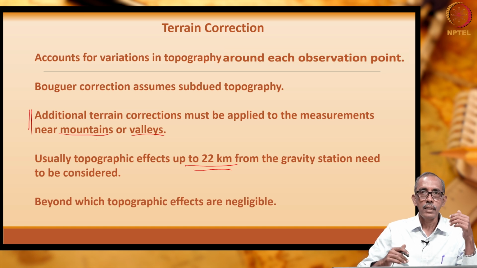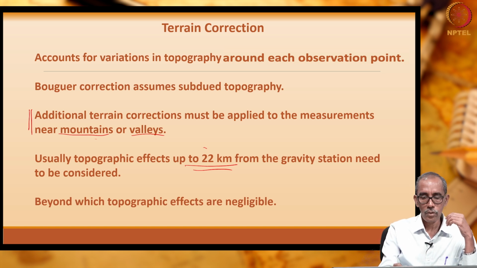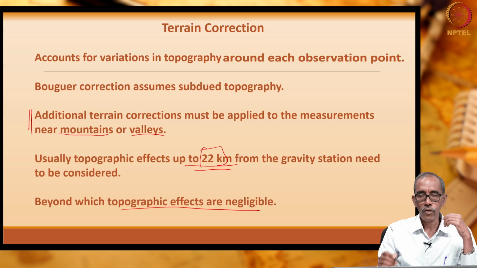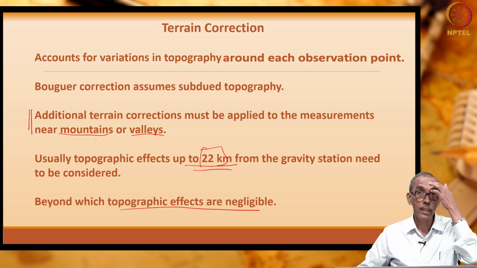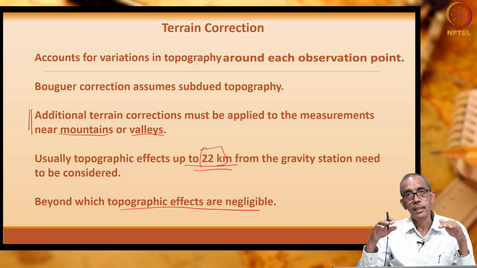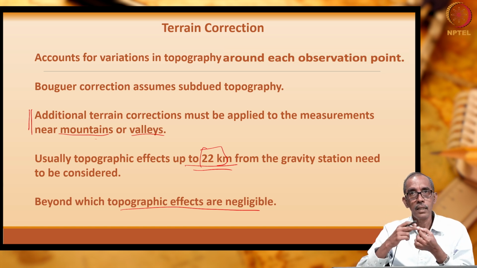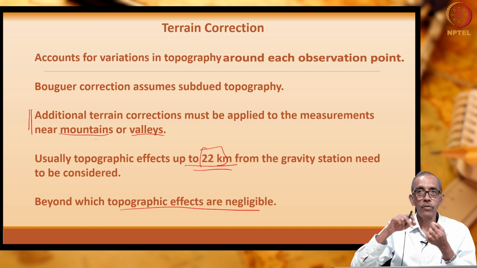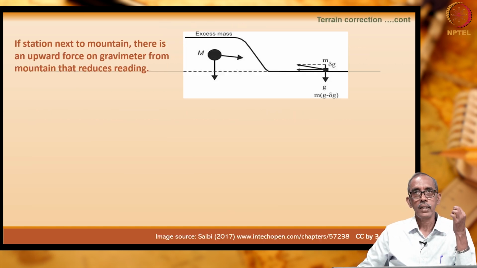Generally, it is assumed that beyond 22 kilometers, the effect of topographic variation is negligible. So, we need to consider the topographic effects around our gravity stations up to a radius of 22 kilometers. We can understand terrain correction much better from these diagrams, right.